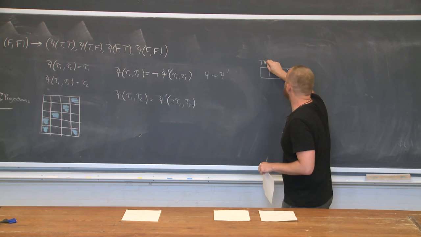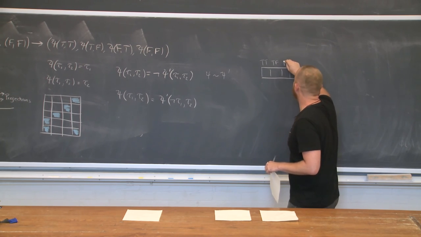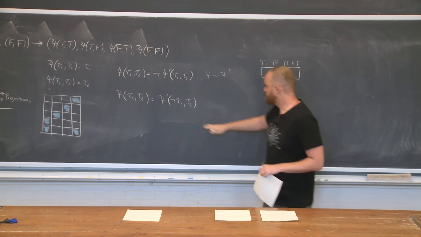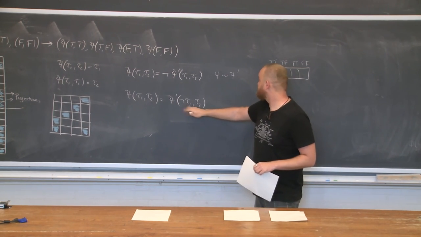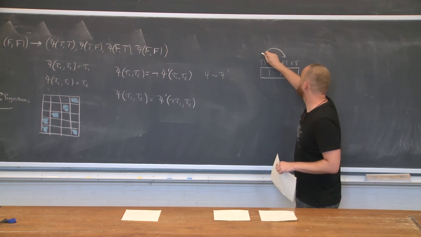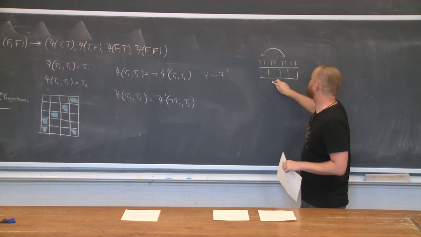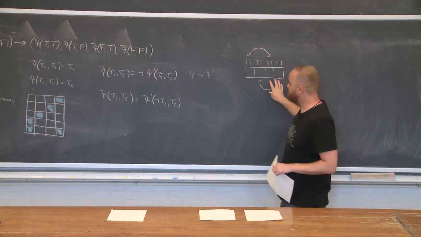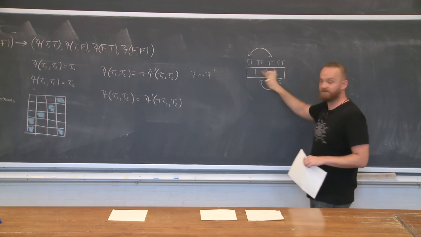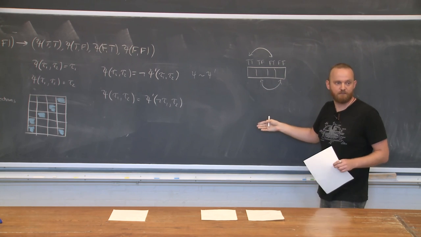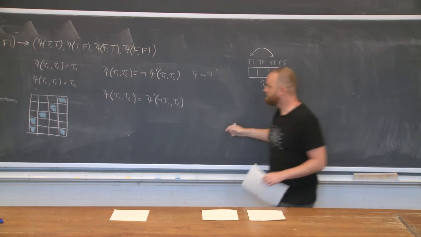Remember that this was true, true, true, false, false, true, false, false. So the first value is negated, so true, false becomes false, true, and true, false becomes false, false. So any diagrams that look the same when you do this to them are actually the same binary connective in disguise.